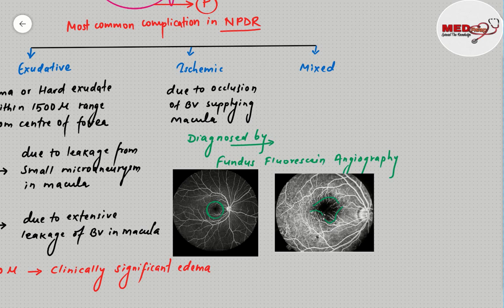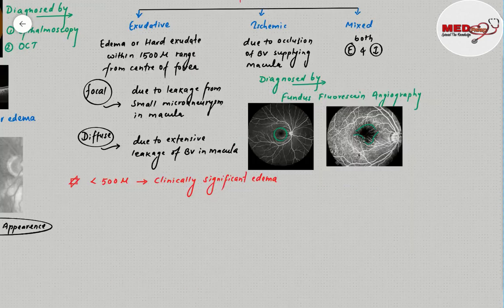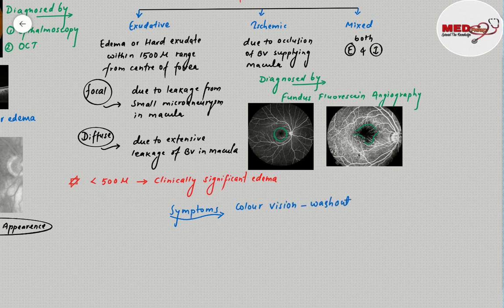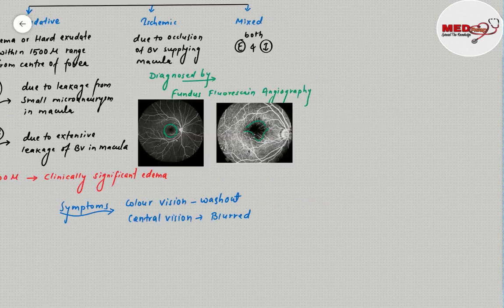Now the third type of diabetic maculopathy is mixed type, in which both exudative as well as ischemic type of maculopathy occurs. Now let's see what are the symptoms developed due to the maculopathy. As we know, macula is responsible for color vision and central vision, so these two functions will be disturbed. That's why the color vision of patient becomes washed out and the central vision becomes blurred. Initially, this blurring may be focal, but it gradually increases till the whole central vision becomes significantly blurred.